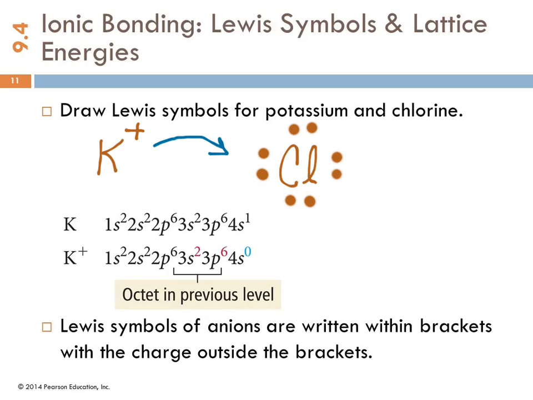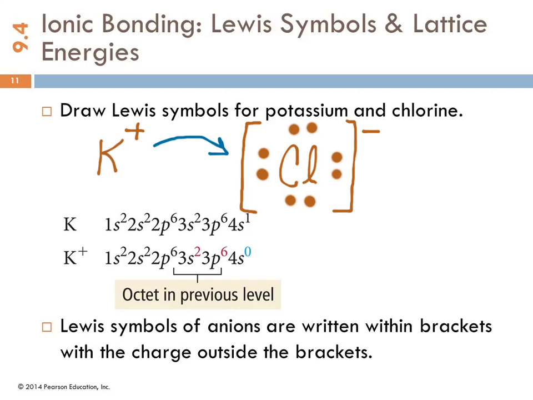But this has a charge. If we just put the charge up here, it can kind of get lost in all the dots. So what we do for anions is we put brackets around the Lewis structure. We put the charge on the outside. And that just helps us see this is the Lewis structure, and here's the charge on the outside so it doesn't get lost in the dots. Any questions?